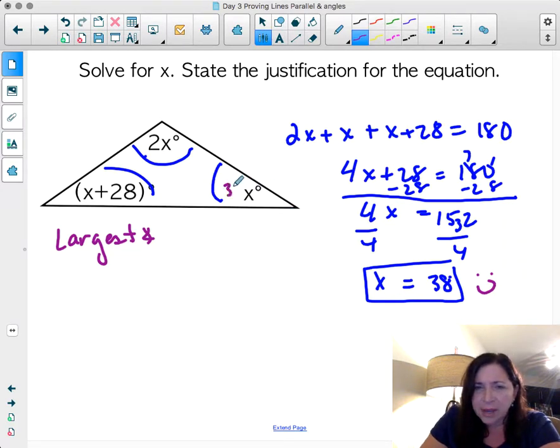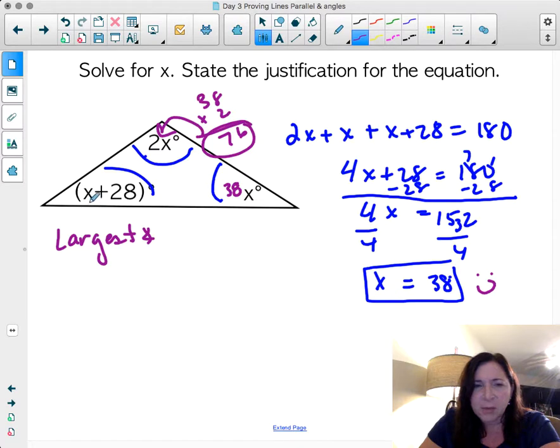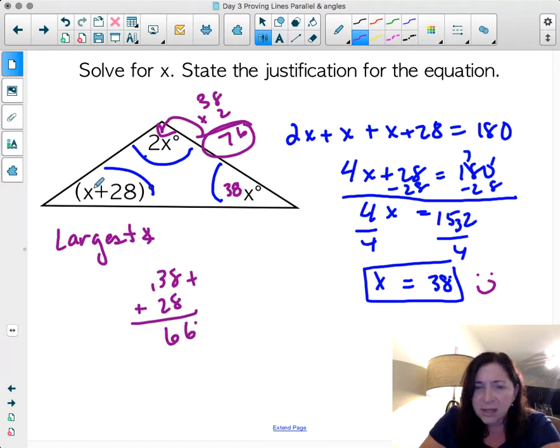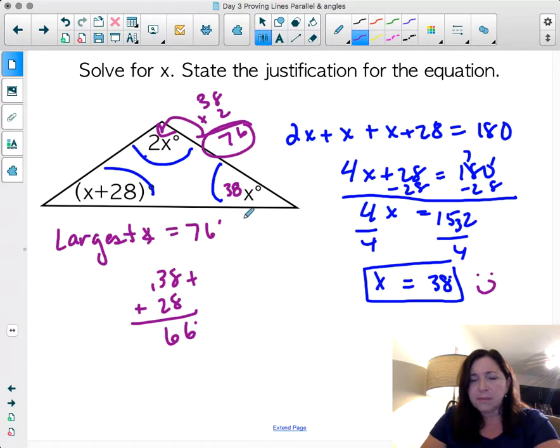This is 38. This one is 38 times 2, 16, carry the 1. So that's 76 right here. So this is 76. And then this angle right here is 38 plus 28, and so that angle would be 66. So the largest angle would be 76 degrees. So just be on the lookout for what they're actually asking, because you do need to find x, but once you find x, you need to know what to do with that value.